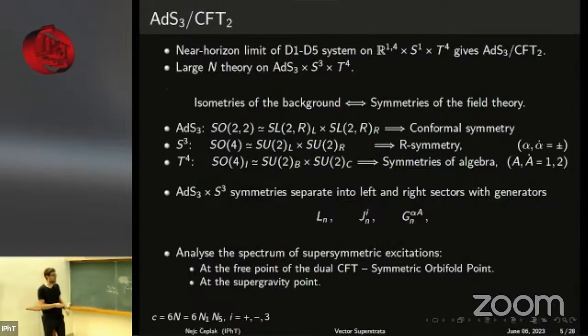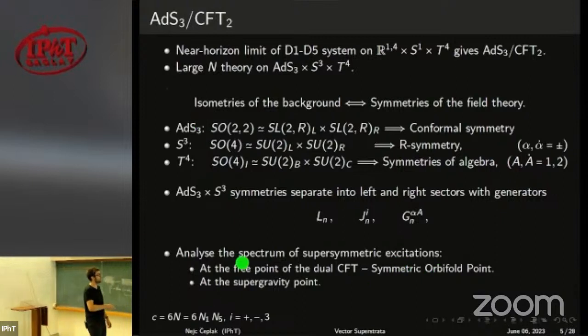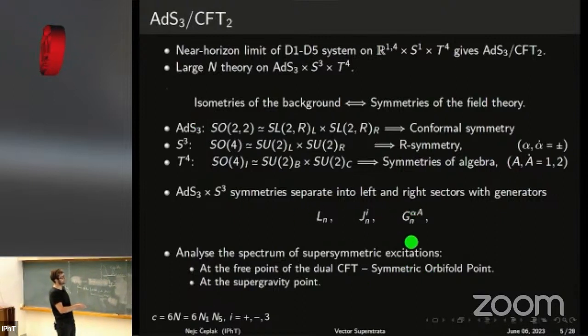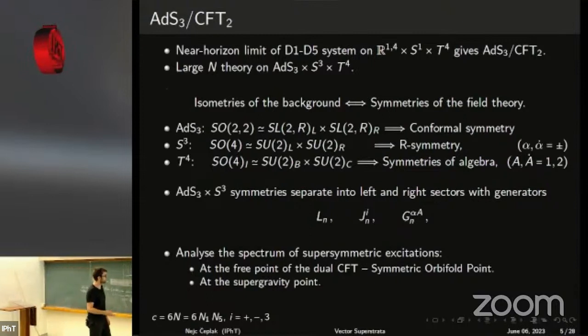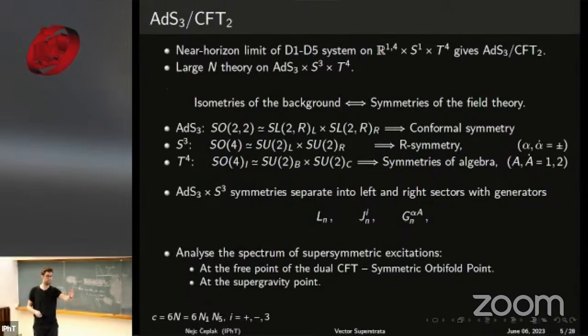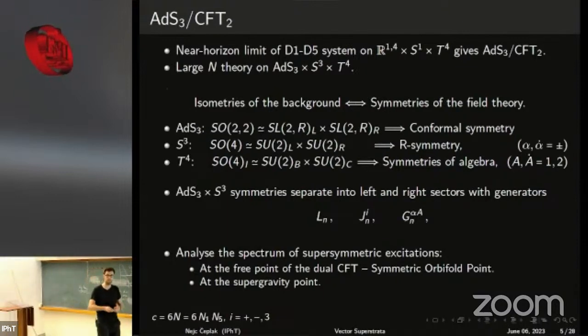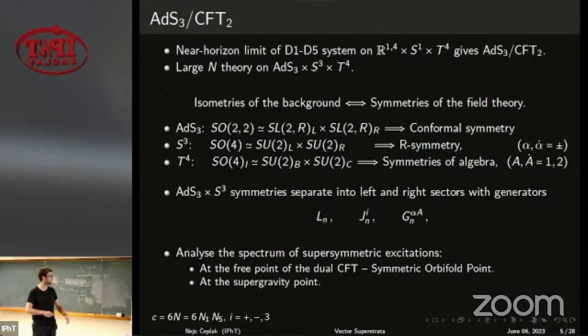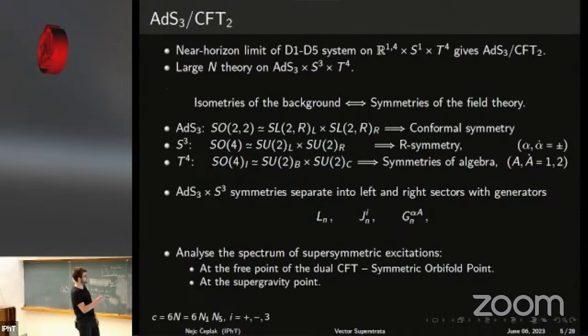The algebra naturally separates into left and right sectors. These are the generators for the symmetries of the left sector. The right sector will be the same, only with barred quantities. And again, just to be specific here, we will analyze the spectrum of supersymmetric excitations at the free orbifold point, which does not have a good supergravity description. This is also something that Ben will talk about on Thursday, I think. And then we will relate it to supergravity excitations far away in the moduli space. Just for concreteness, I will mention the central charge of the theory. So our conformal field theory is at large central charge.